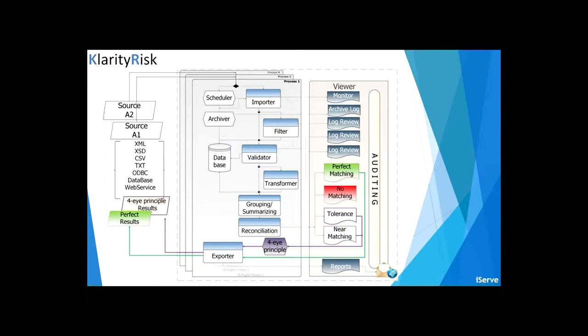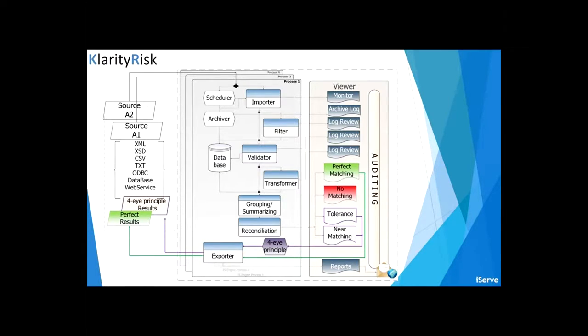Let's take a closer look at what iServe can do. On the left, we can see the various sources that iServe supports for data import and export. In the center, we see iServe's basic modules and services: importer, filter, validator, transformer, grouping and summarizing, reconciliation, and exporter. At right, we see the IS viewer with log functionality, reporting, and the audit function.